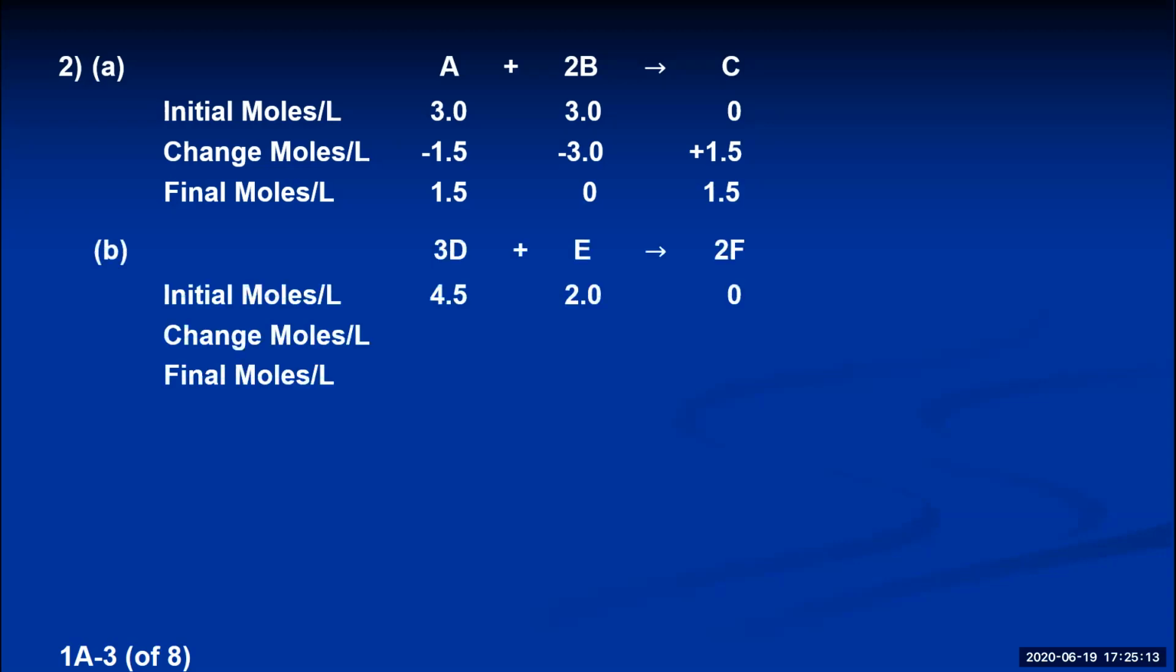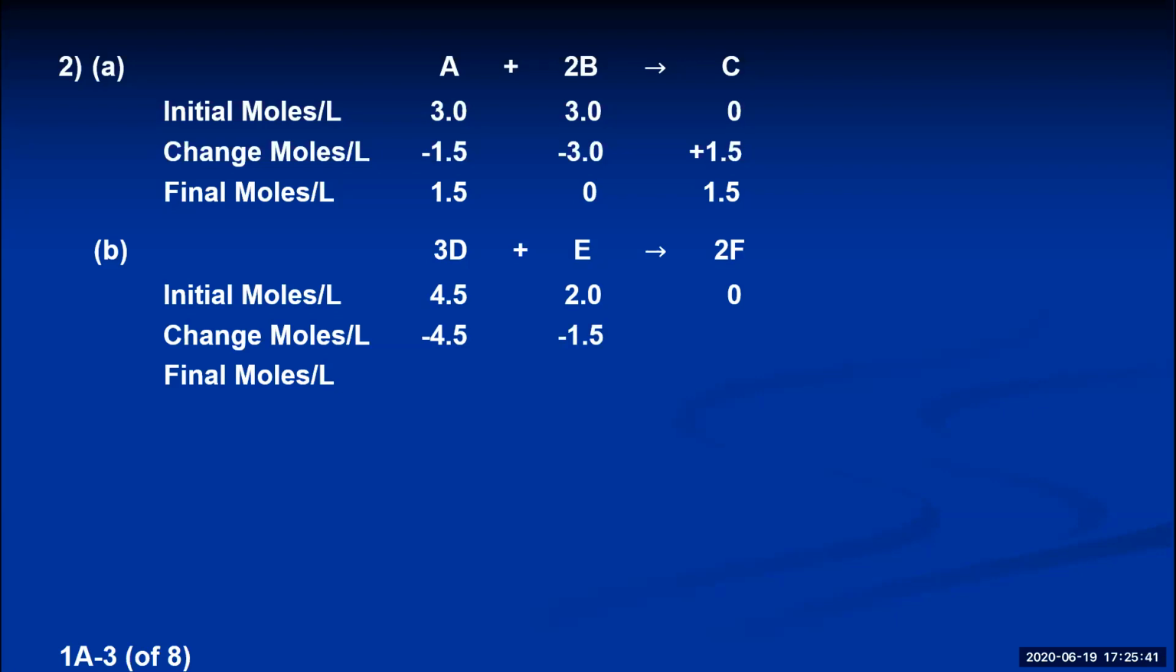For B, we're given 4.5 molar of D, 2.0 molar of E. We want to find the final molarities. If D is the limiting reactant, and D and E are reacting in a 3:1 ratio, 4.5 molar of D would react with 1.5 molar of E. And in this case, there's plenty of E to do that, so that means that D is the limiting reactant. So 4.5 molar of D will react with 1.5 molar of E.